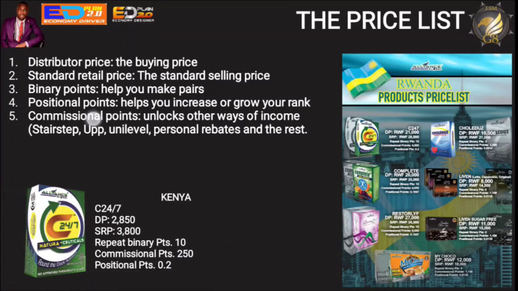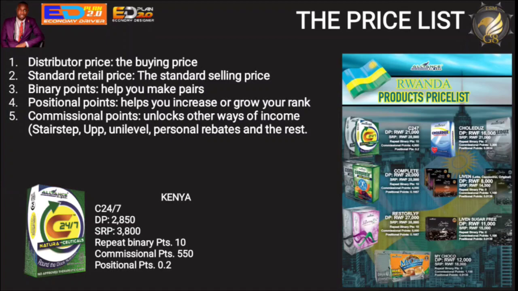Okay, and then commissional points unlock the other way of income. So this is the value. Commissional points here is supposed to be 550, okay, for the big box of C24/7. Yes, there we have it. The commissional points is 550 for a big box of C24/7 in Kenya.